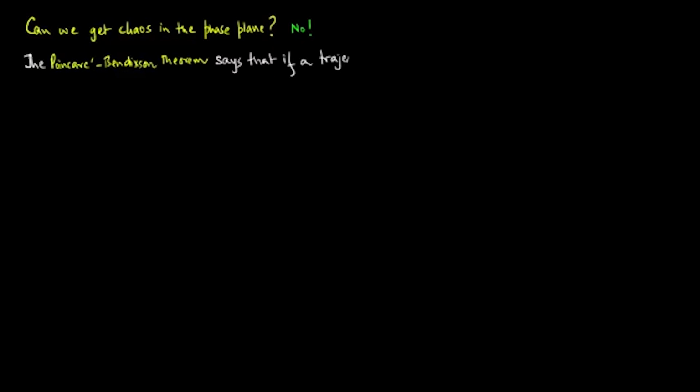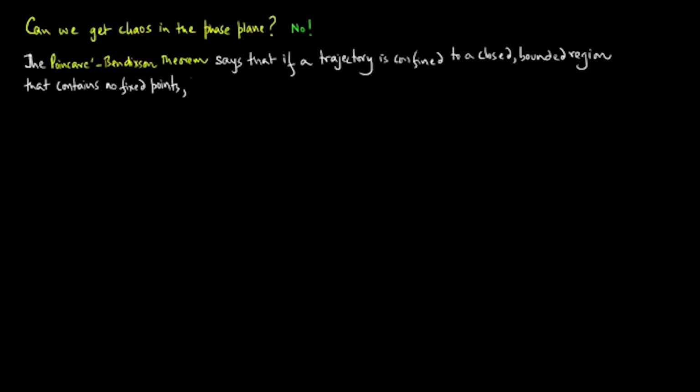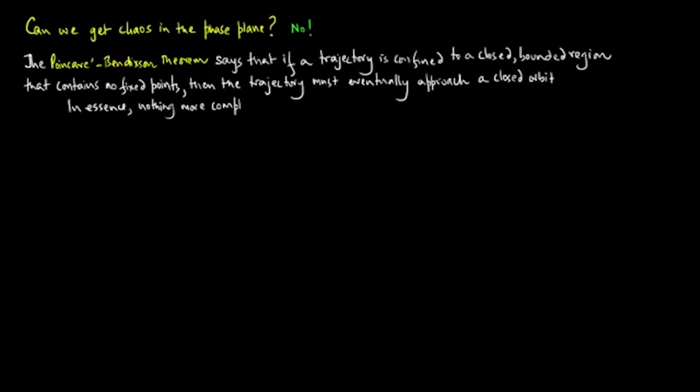So can we actually get chaos in the phase plane? And the short answer is no. The Poincaré-Bendixson theorem says that if a trajectory is confined to a closed, bounded region that contains no fixed points, then the trajectory must eventually approach a closed orbit. In essence, nothing more complicated is possible. The result is only applicable in two dimensions.